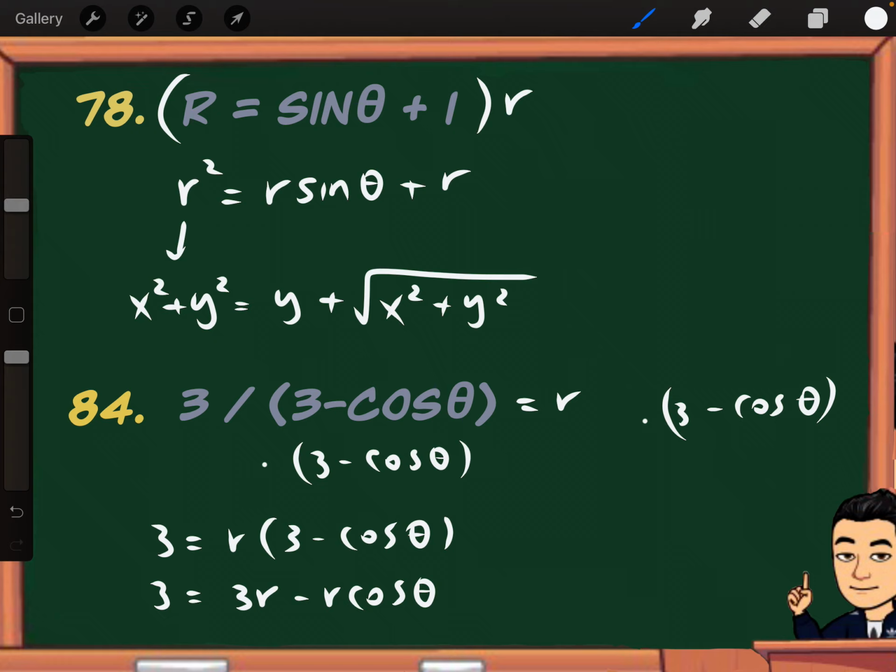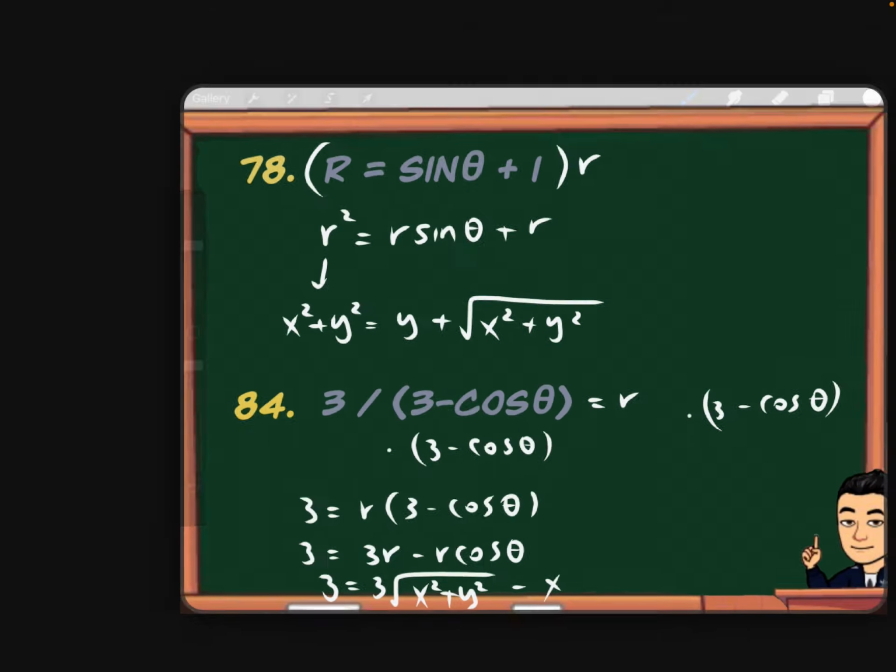Okay, so we know that the r is the square root of x squared plus y squared. Ooh, it's on the edge. I can't really write it. Minus r cosine theta is x. And that's all you need to do for this.